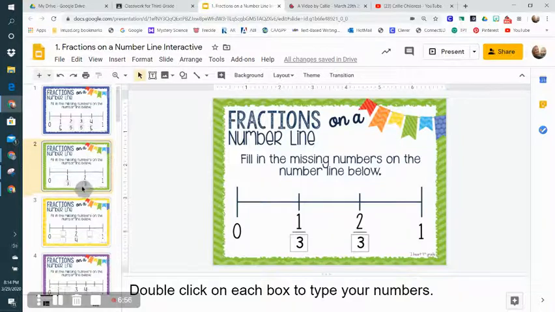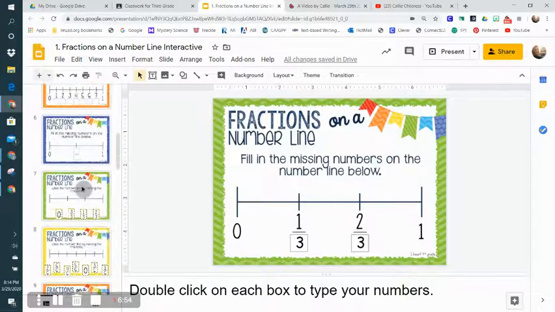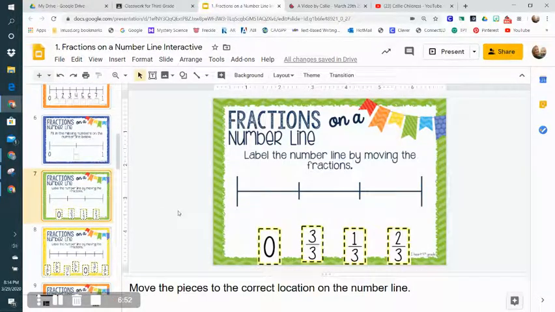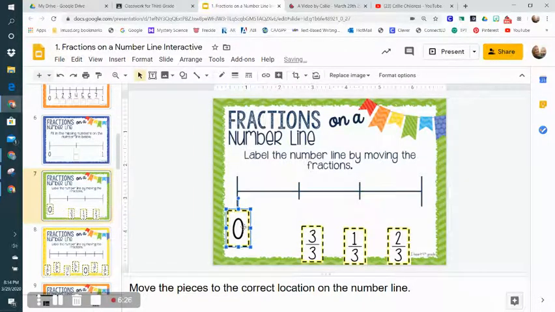All right, moving on to slide 7. Now on slide 7, it says label the number line by moving the fractions. So again, what do you notice? Well, I notice that there's no numbers on this fraction line here, but I do notice that it's been broken up into 1, 2, 3 sections. So it's in thirds. And so, okay, let me think here. What did I know about the past number lines that I looked at? Well, I know that 0 was always over here. So I'm going to put 0 here.